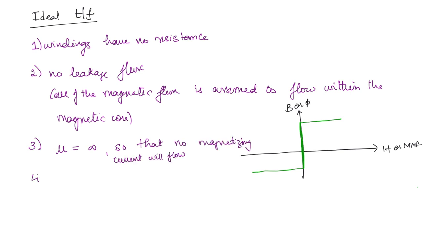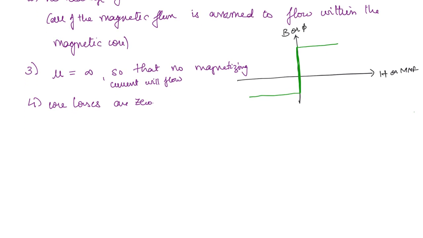And finally the core losses are considered to be 0. So basically there are no ohmic losses and no core losses. So we have a lossless machine here. That is the ideal transformer. Now the most important point for an ideal transformer: we will discuss first the voltage and current ratio.